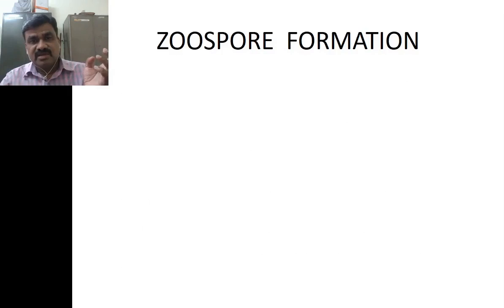The second type of asexual reproduction is zoospore formation. Zoospores are formed in some species of Oedogonium. These zoospores are motile spores.